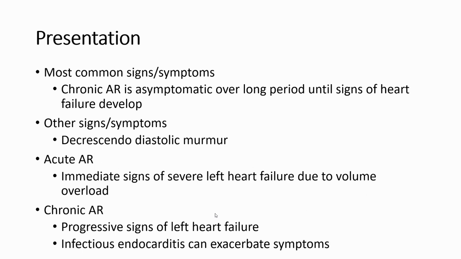Chronic aortic valve regurgitation is asymptomatic over a long period until signs of heart failure develop. Other signs and symptoms include a decrescendo diastolic murmur. Acute aortic regurgitation presents with immediate signs of severe left heart failure due to volume overload. Chronic aortic regurgitation can show progressive signs of left heart failure. Infective endocarditis can exacerbate its symptoms.